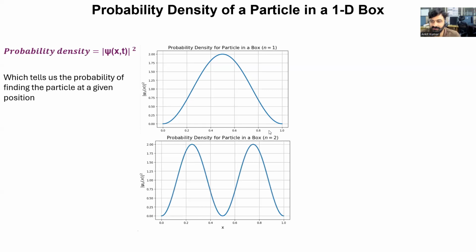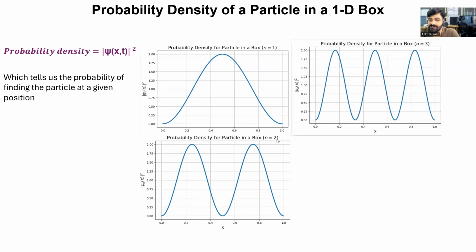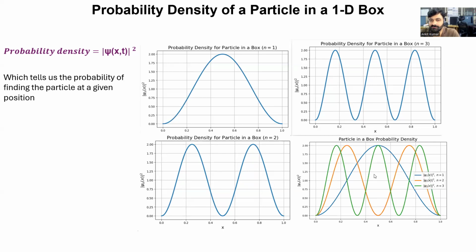Now, if you plot this for n equals 2, you can see this induces more oscillation, and obviously the wave function was also negative, but here it is becoming positive because we are plotting the modulus of psi of x, t squared. And again, here you can see that the number of nodes is increasing, and the oscillation is also increasing. For n equals 3, you can see it will show this kind of plot because it induces more oscillation. And you can plot all of these together for n equals 1, n equals 2, and n equals 3.